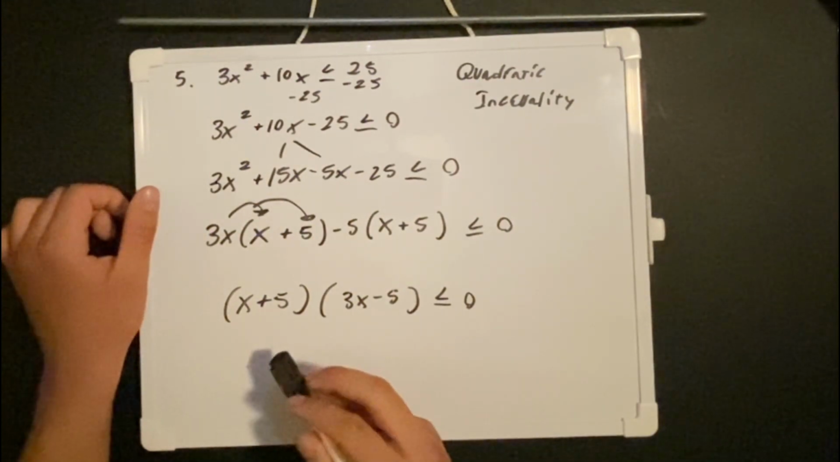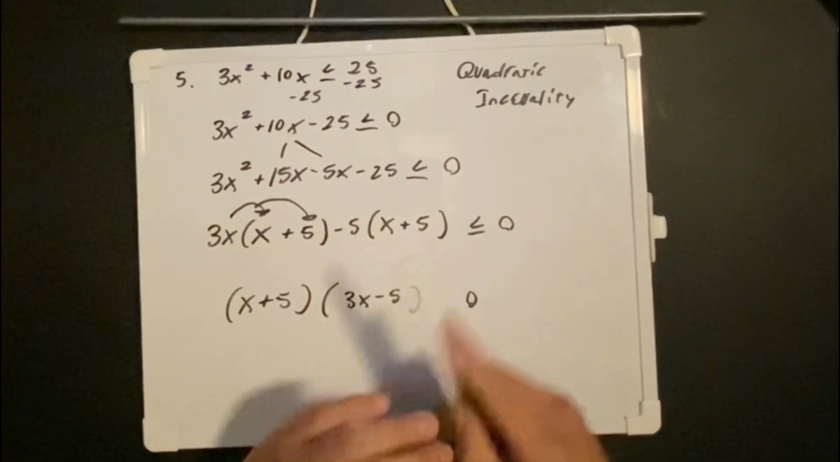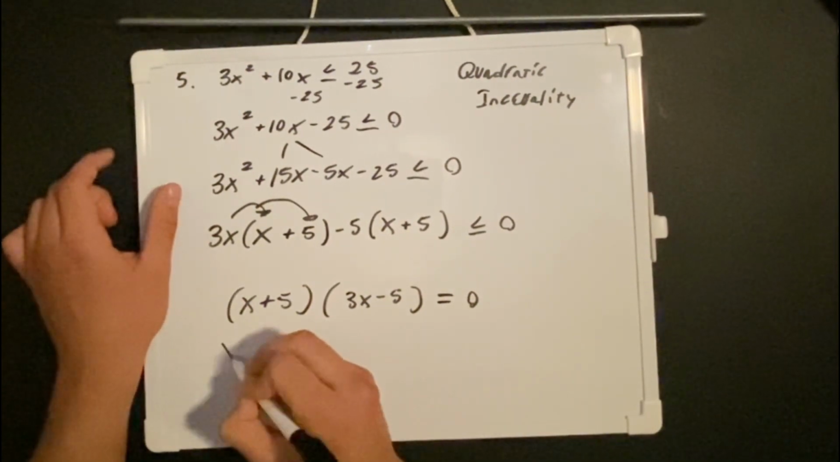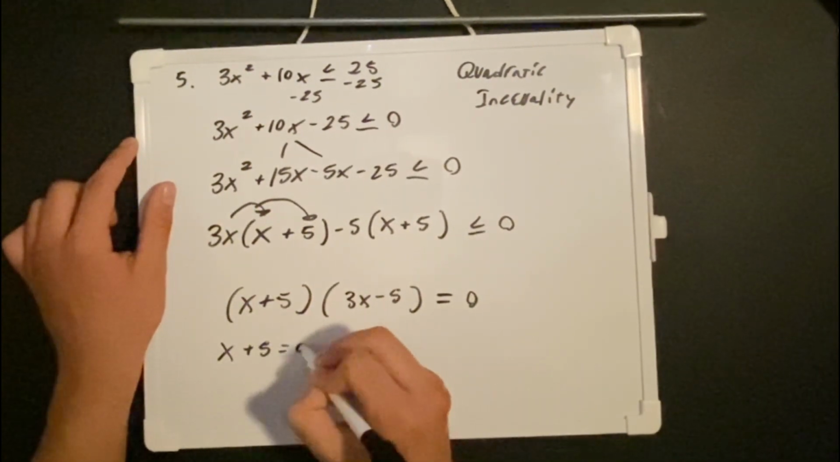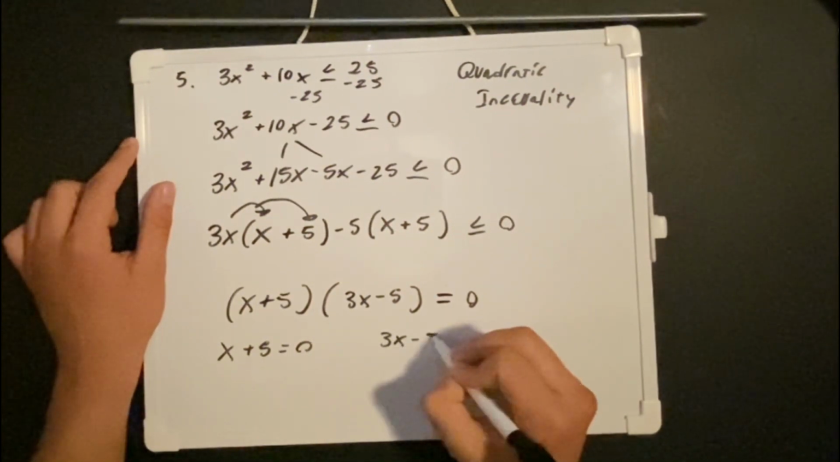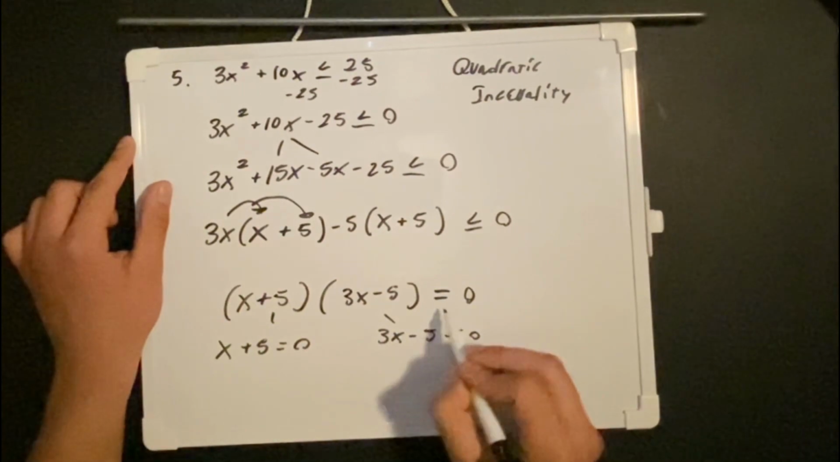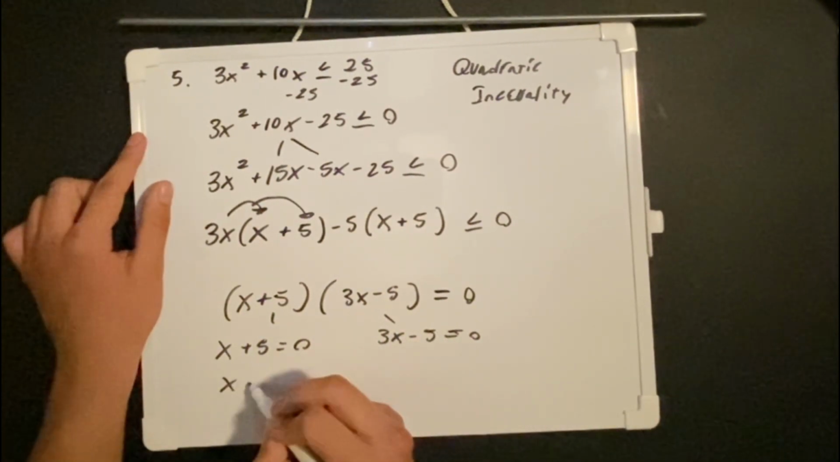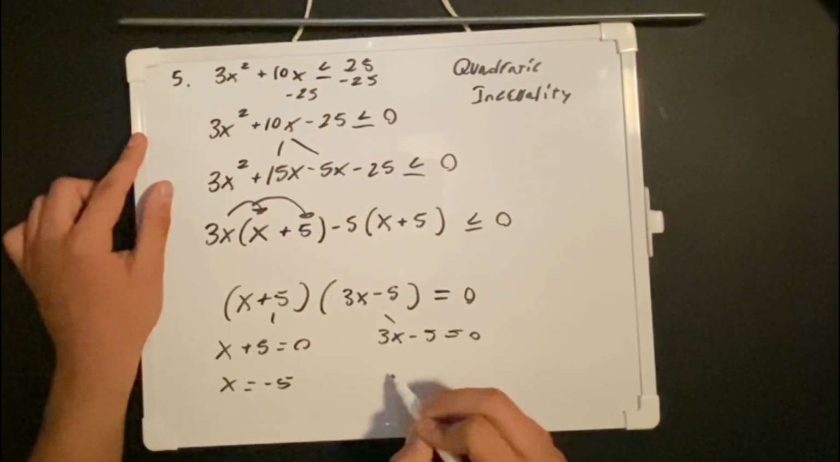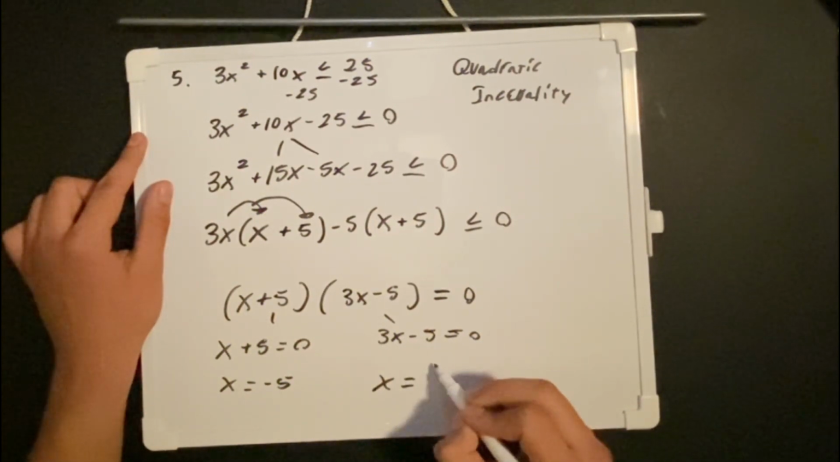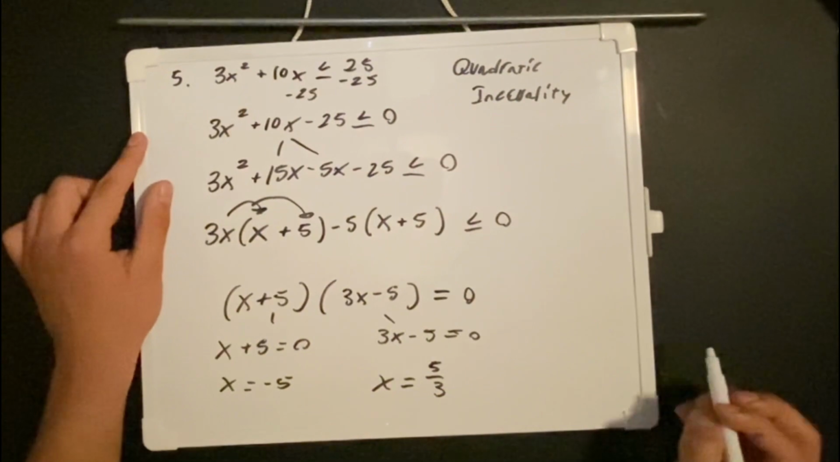Now, to help us solve the solutions, we can change this only temporarily to an equal sign, and then we can separate it into different parts. Let me see here, here, and they both equal to 0. Then we do simple solving. This equals to -5. This becomes x equals 5/3.